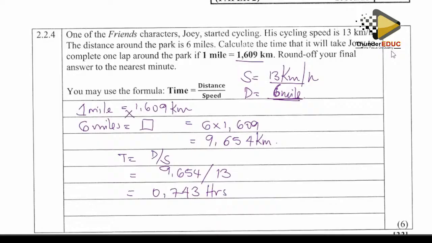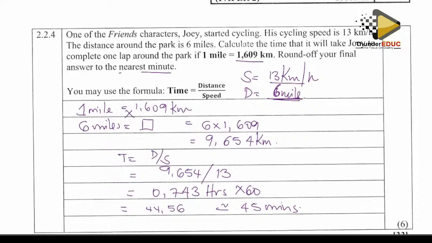The final answer, nearest minute. So how do you change hours to minutes? We multiply by 60. So I've got 44,56, nearest minute. Simply meaning 45 what? Minutes.